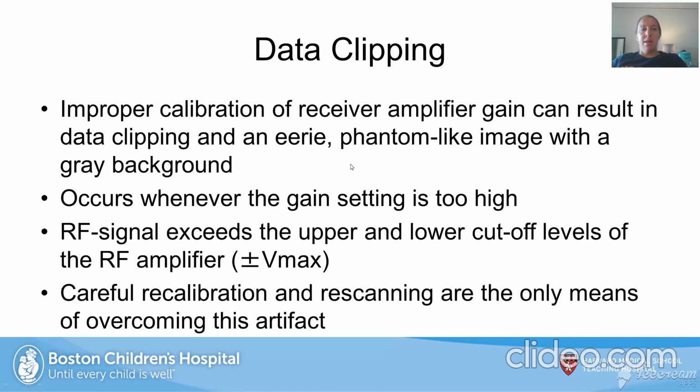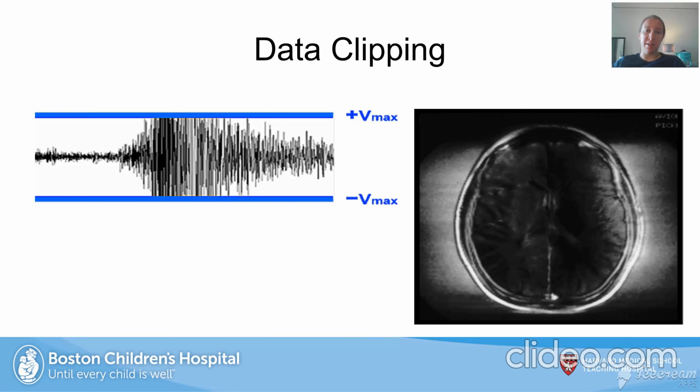And then there's data clipping. Improper calibration of the receiver amplifier gain can result in data clipping and an eerie phantom-like image with a gray background. This occurs whenever the gain setting is too high, so the RF signal exceeds the upper and lower cutoff levels of the RF amplifier, plus or minus Vmax. Careful recalibration and rescanning are the only means of overcoming this artifact. If you cut off the voltage at plus Vmax and minus Vmax, you're going to get an image that looks like this. You're basically cutting off signal and truncating it.